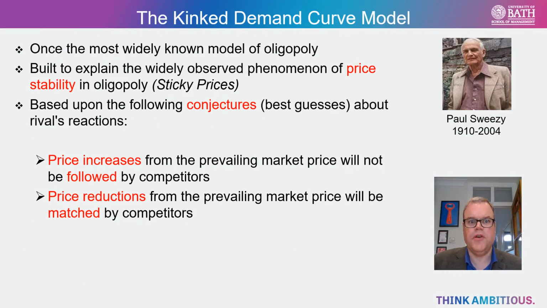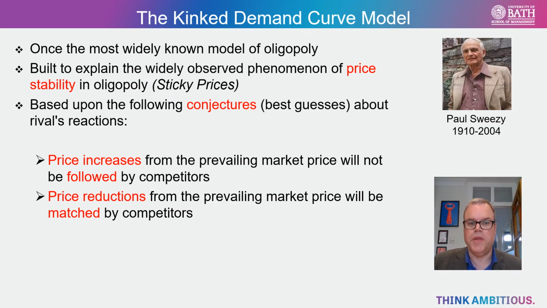The kinked demand curve model was once the most widely known model of oligopoly, and indeed, it is still a staple of A-level economics courses. The model itself was developed in the 1930s by an American Marxist economist, Paul Sweezy. His photograph is on the slide.